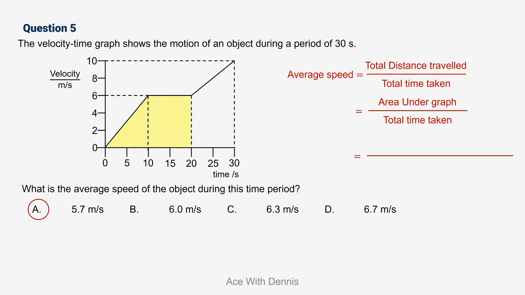From this diagram, I want to find the area of this shape first, which is a trapezium. So I apply the trapezium formula, which is half times 10 plus 20 times 6. Next, I want to find the area of this shape, which is also a trapezium. I apply the area of trapezium formula to get half times 6 plus 10 times 10. And then divided by the total time taken, in this case 30 seconds. So calculating everything, I get 170 divided by 30, which is about 5.7 meters per second, rounded to one decimal place. Therefore, the answer is A, 5.7 meters per second.